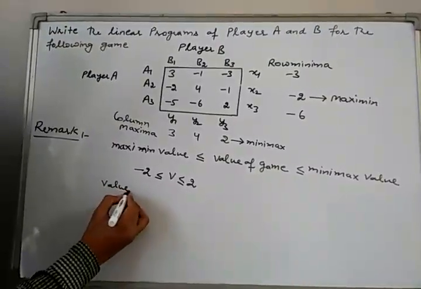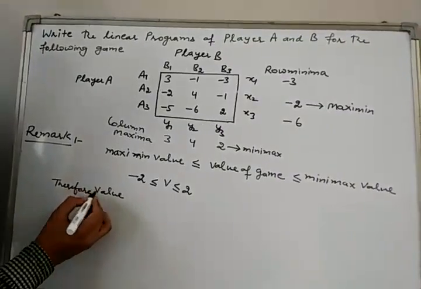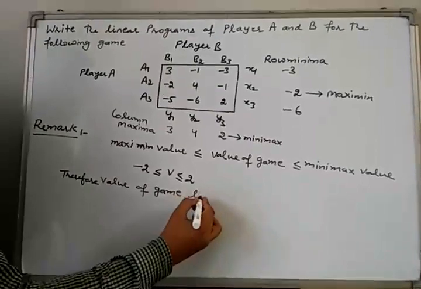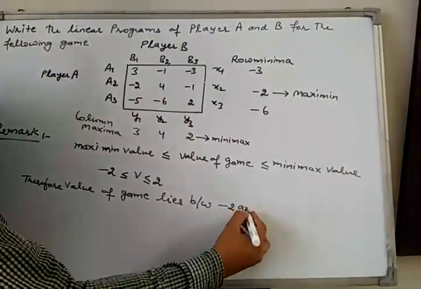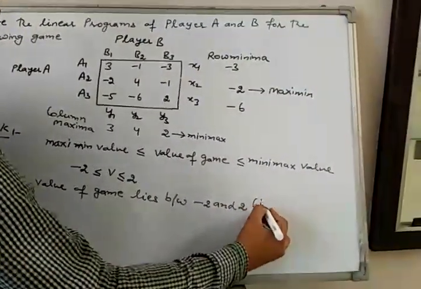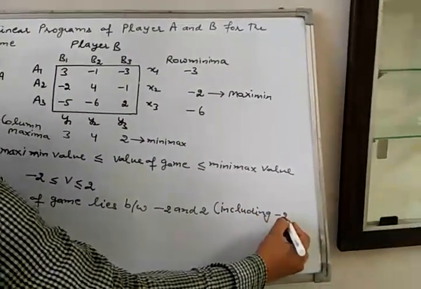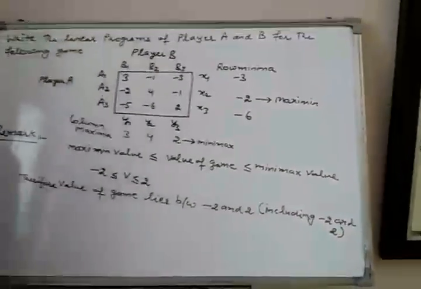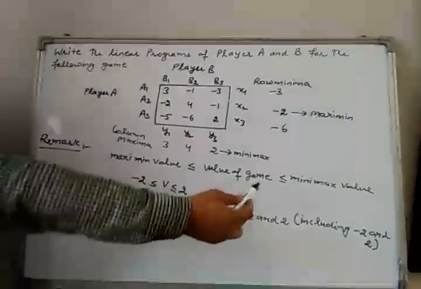Therefore, the value of the game lies between -2 and 2, including -2 and 2. Therefore, we can find the range of the value of the game with the help of this remark.